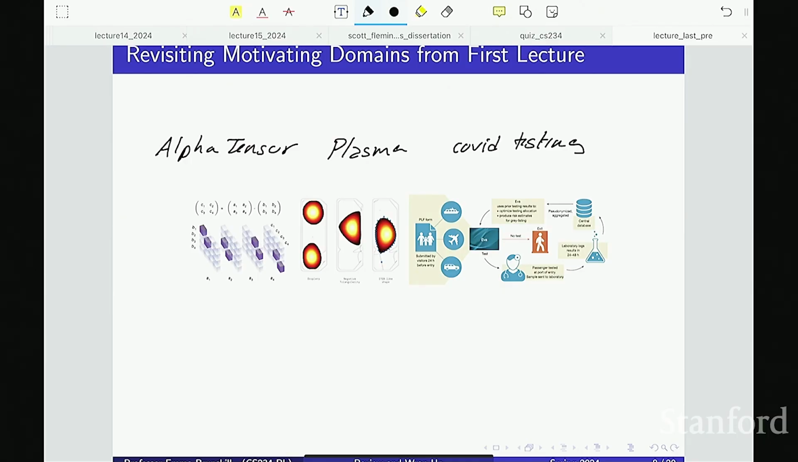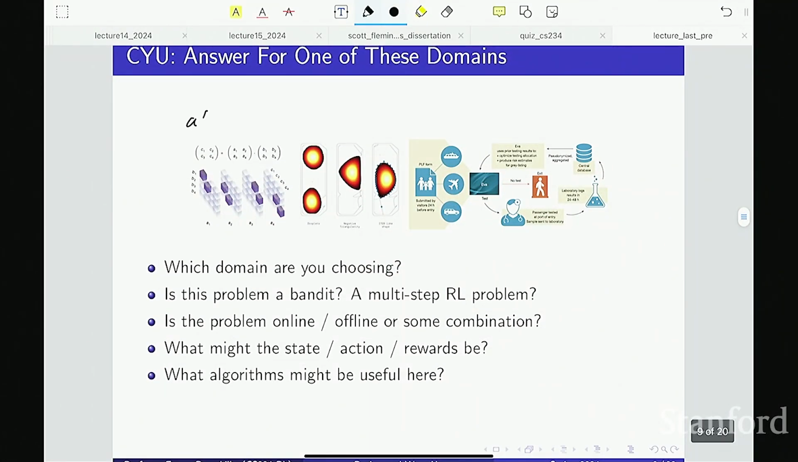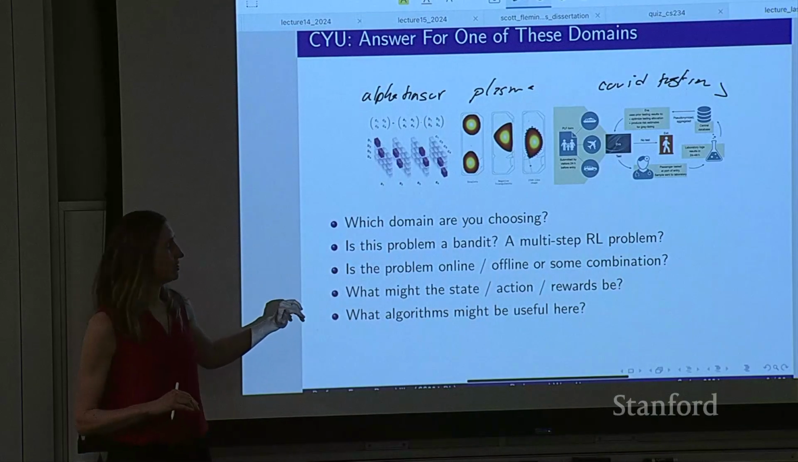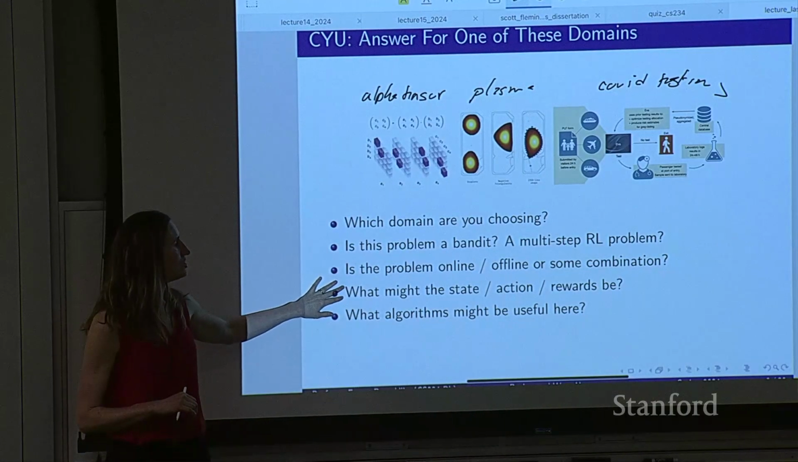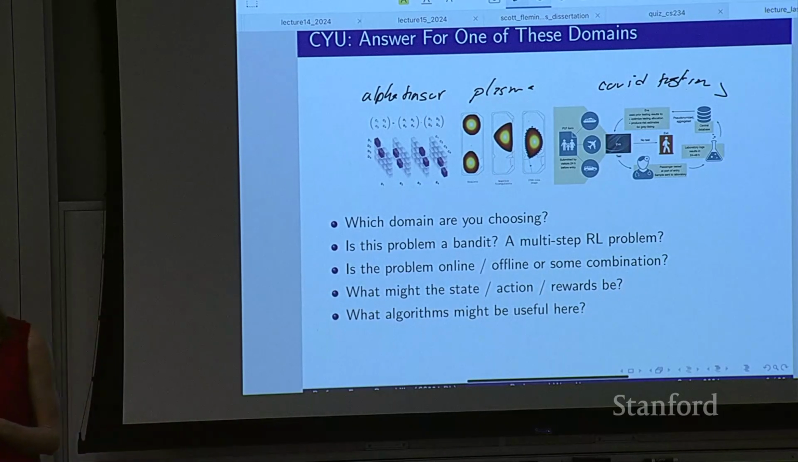And so what I'd like you to do now, and I've posted a poll for this, is to think about the following. I'll label those as well. This is AlphaTensor. This is plasma. And this is COVID testing. If you can go onto the poll and say, which domain are you choosing? Is it a bandit? Is it a multi-step RL problem? What type of problem is this? What setting are we in? Is the problem an offline setting or an online setting, or some combination? What do you think the state, action, and rewards might be? And what algorithms do you think you would use to try to tackle this problem? We'll take a few minutes to go through that.